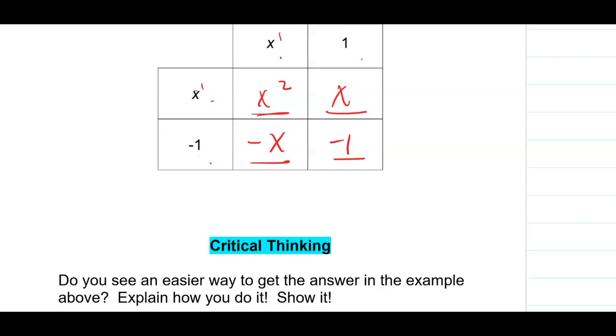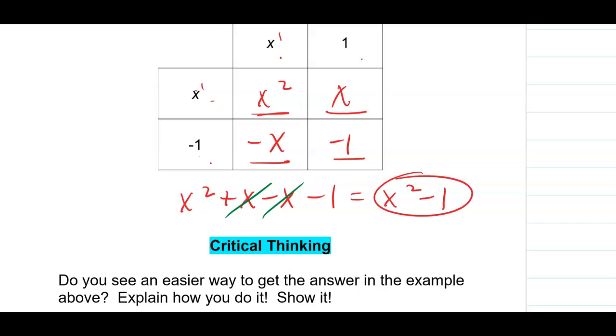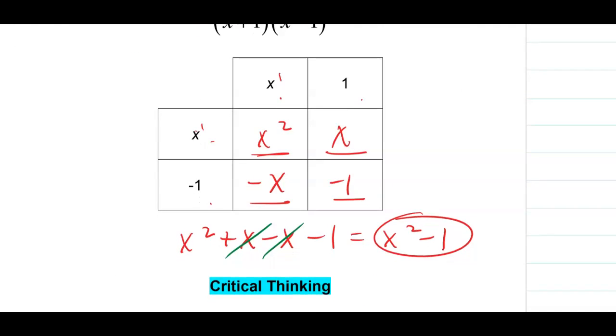And when we bring this together, we see we'll have an x squared plus an x minus a 1. Again, these x terms are opposites. They go away, they cancel, and we're left with x squared minus 1 again, the same answer that we got before.